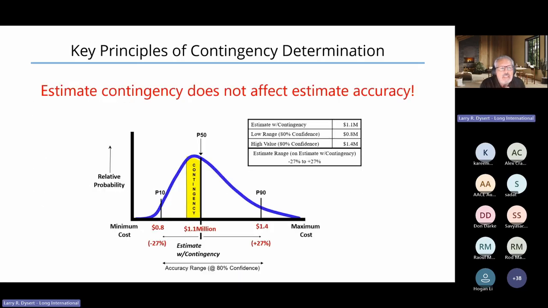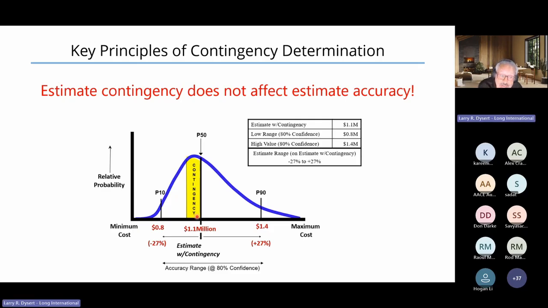The one thing we need to understand is contingency has absolutely zero effect on estimate accuracy, on the range of values associated with our estimate. This range of values at an 80% confidence interval between 800,000 and 1.4 million doesn't change because we've added contingency. We've improved our funding decision. We haven't affected estimate accuracy.